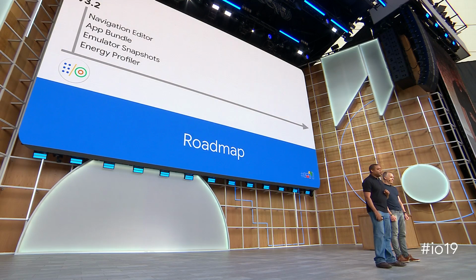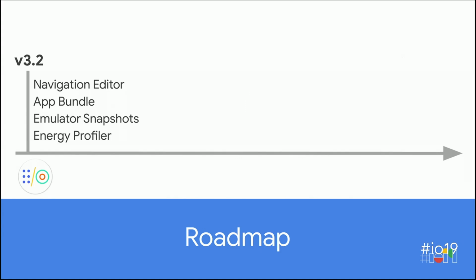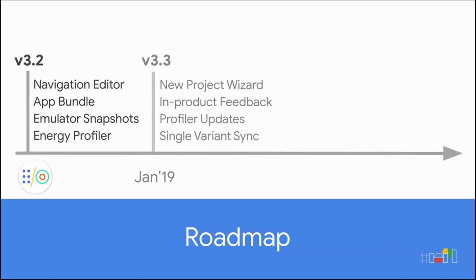At I/O last year, we launched Android Studio 3.2, which had support for App Bundle, Navigation Editor, and Emulator snapshots, and a new energy profile that allows you to understand how your app impacts the battery on the device. Earlier this year, we launched Android Studio 3.3, and this included in-product feedback and single variant sync, which improves the sync speeds in the IDE.